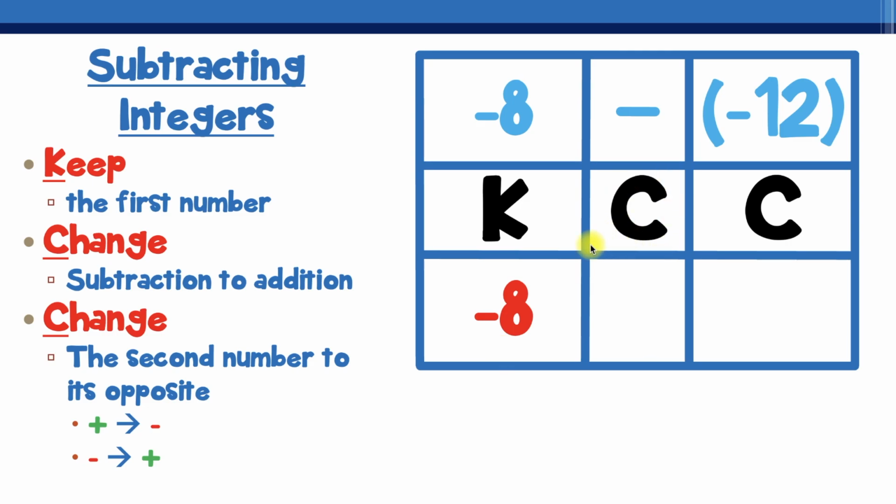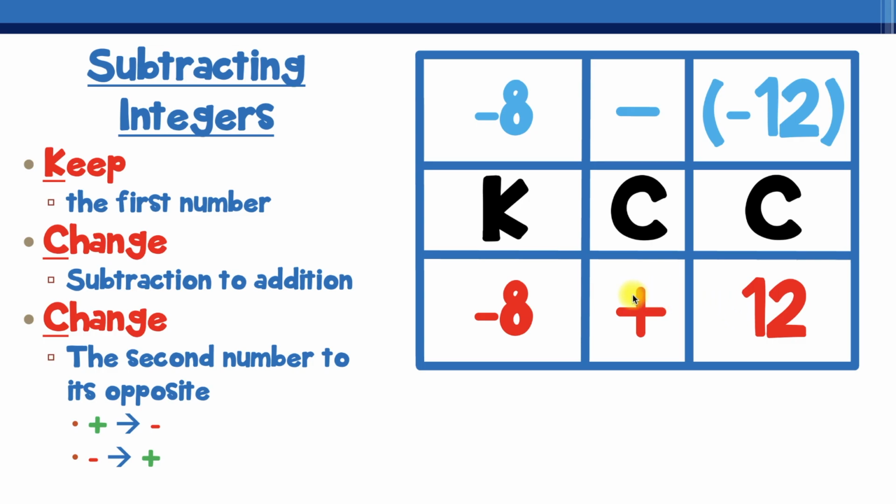The first C here stands for change. And what happens is we're changing the subtraction into addition. So minus will change into plus. And finally, this C also stands for change, but we're changing the sign of the second number to its opposite. The number we have here is -12, and the opposite of -12 is +12. So -12 changes to +12.